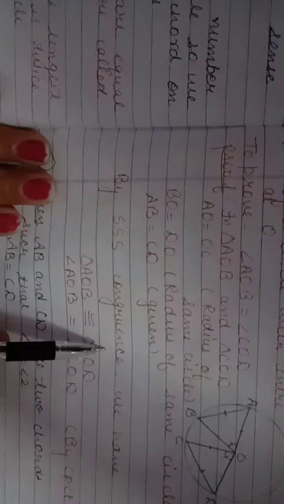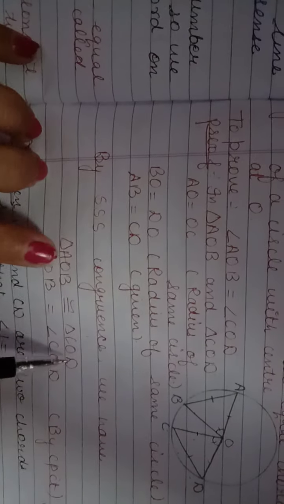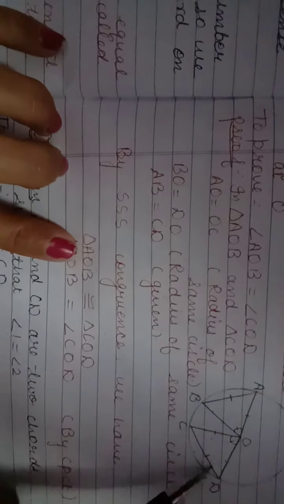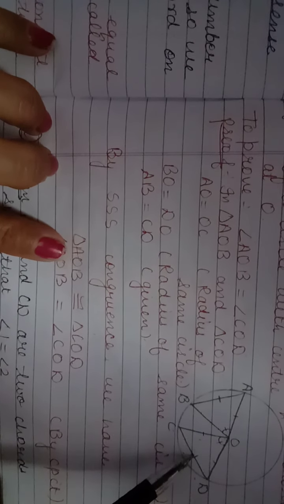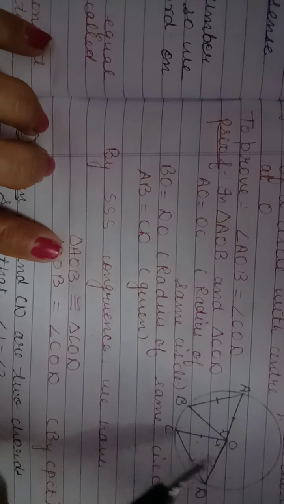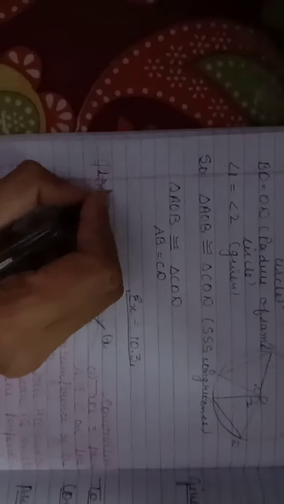So this is SSS congruence. These two triangles are congruent. If triangles are congruent, then each and every angle and corresponding side of these two triangles are always equal. So angle AOB is equal to angle COD. Is it okay? Clear? This question is very, very important.